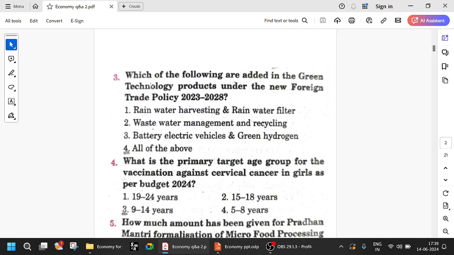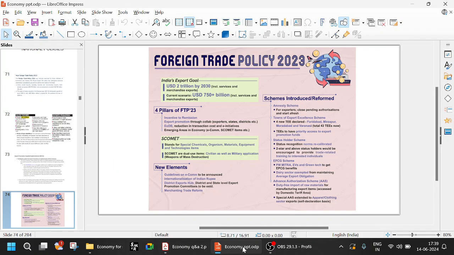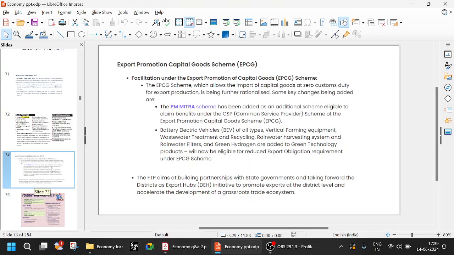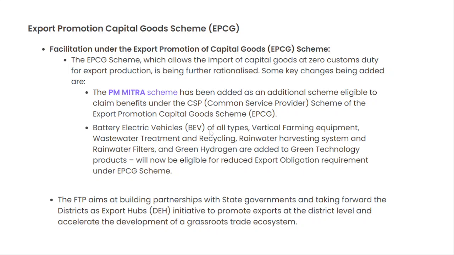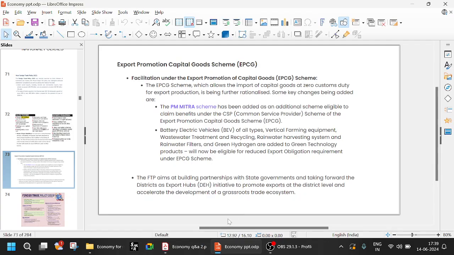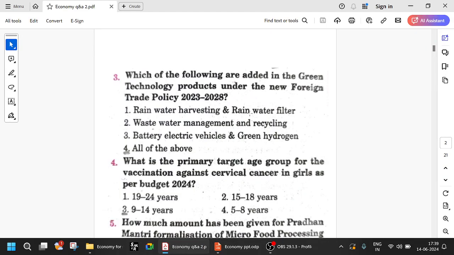So, which of the following are added in the green technology products under the new foreign trade policy? Under the green technology, we have just now seen battery electric vehicles, vertical farming equipment, wastewater treatment, recycling, rainwater harvesting, rainwater filters, green hydrogen, all these things are there. Now, what is the question asking? Rainwater harvesting, rainwater filter, yes, it is there. Wastewater management, recycling is there. Battery electric vehicles and green hydrogen, yes. So all the above are there.